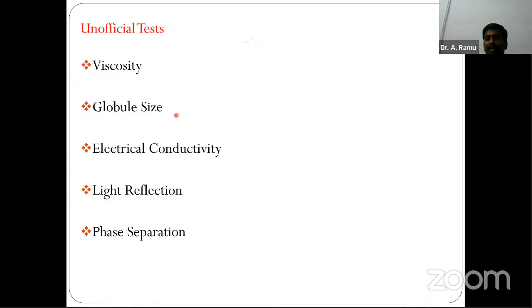the microscopic method. For this, the eyepiece micrometer has to be calibrated with the stage micrometer. After calibration is over, you have to place a drop of diluted emulsion on the glass slide. Focus at least 100 representative fields and count the size of the globules.